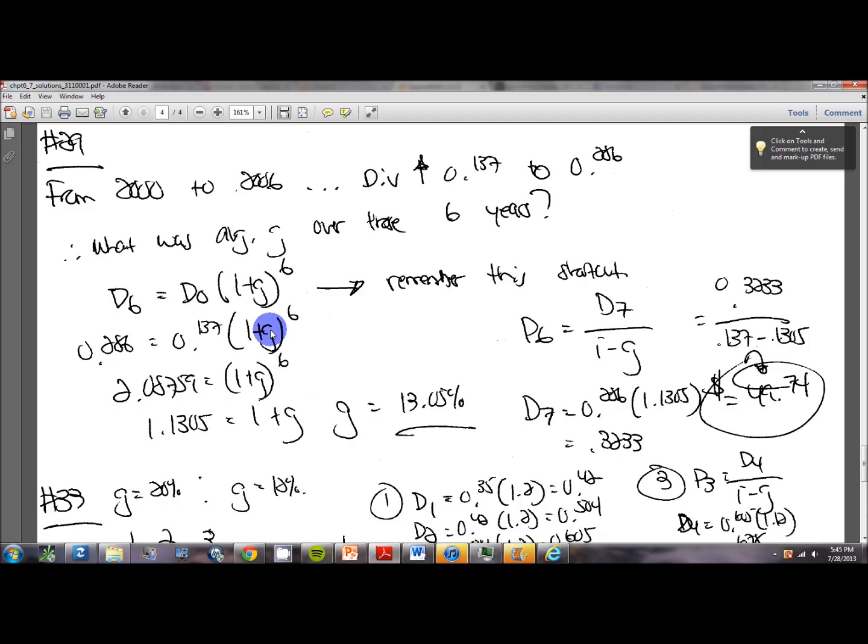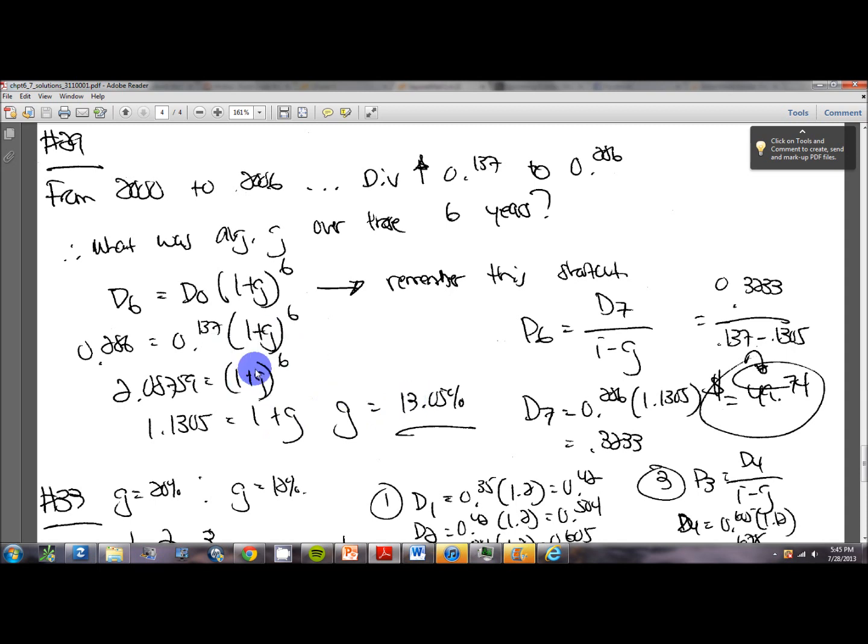0.1667 would be sufficient. Then you use your y to the x key, and you raise both sides to 0.1667. That will clear your 6 over here, and it will give you 1.1305 on this side. So then you're left with 1.1305 equals 1 plus G. Obviously, G is 13.05%. That's how you find G.